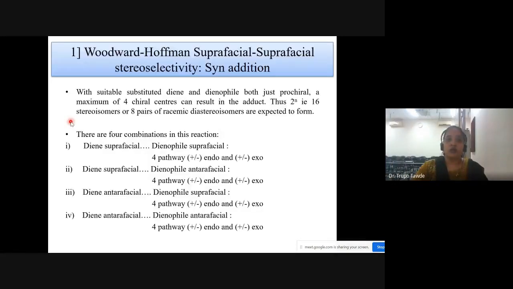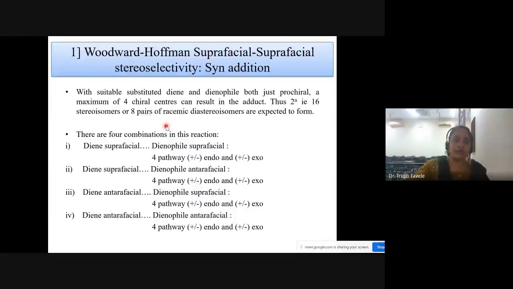Okay. Now this one, the Woodward-Hoffmann suprafacial stereoselectivity, is nothing but the syn addition, also known as the Alder syn rule. What it says is that, as I said, there are 16 stereoisomers possible, or you can say 8 plus-minus pairs of diastereomers can be obtained. But how are these expected to form?